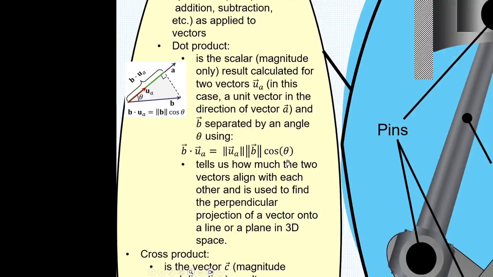And we can tell this because if we had to take the theta value, which is the angle between these two vectors, as 0, 180, or 360, then this value would be maximized. In other words, when they're lying on top of each other, this value is maximized. It can also be used to find the perpendicular projection of a vector onto a line or plane in 3D space. For example, this dot product finds the projection of b in the direction of a.